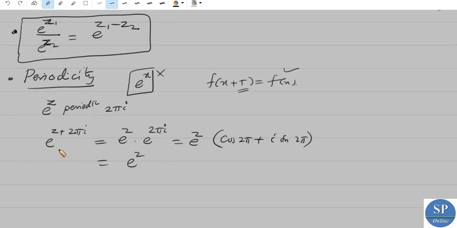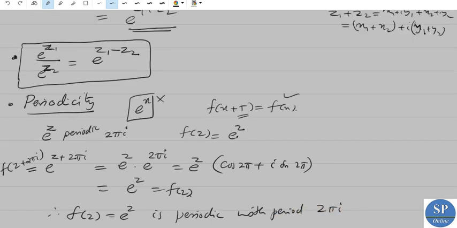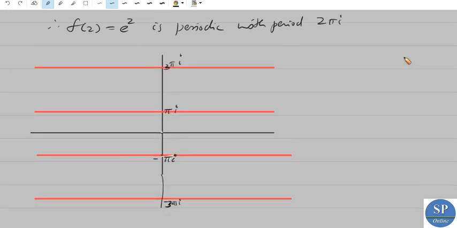So if f of z is equal to e power z, now this can be written as f of z plus 2 pi i, which is equal to e power z, which is equal to f of z. Therefore f of z is equal to e power z is periodic with period 2 pi i. So we can split our entire complex plane into some horizontal strips like this. This is one strip, this is another strip, etc.